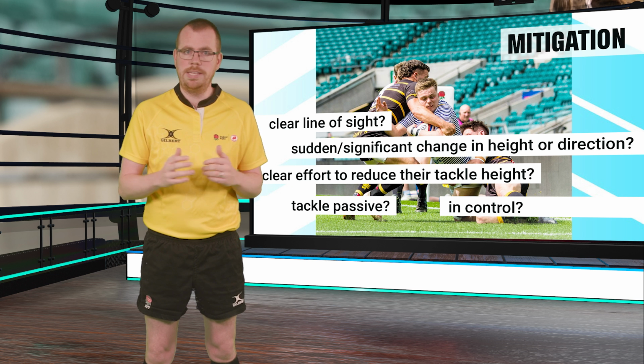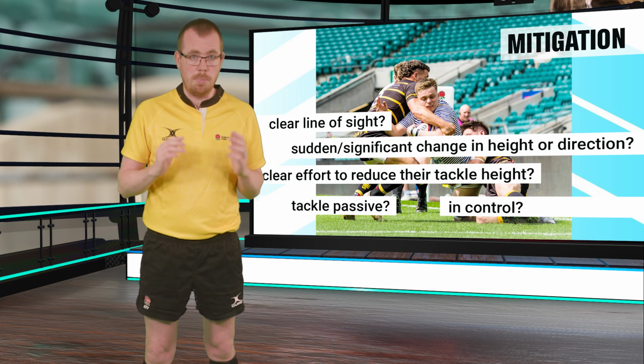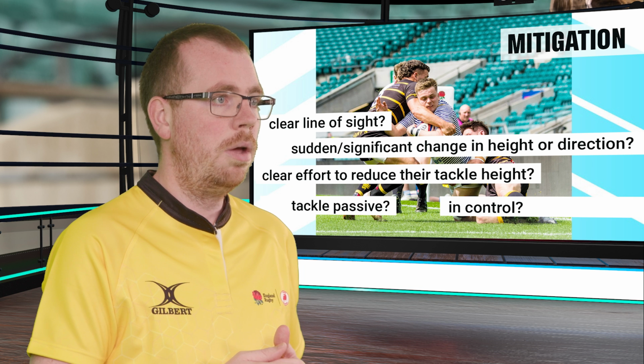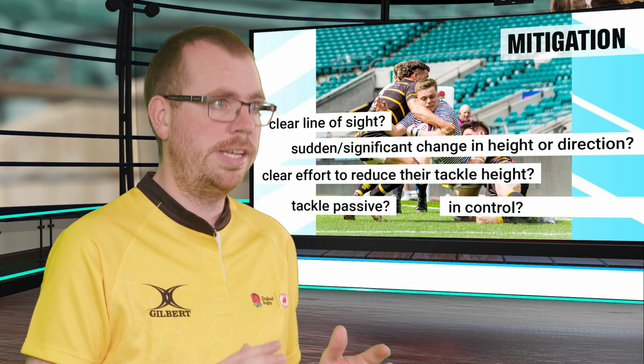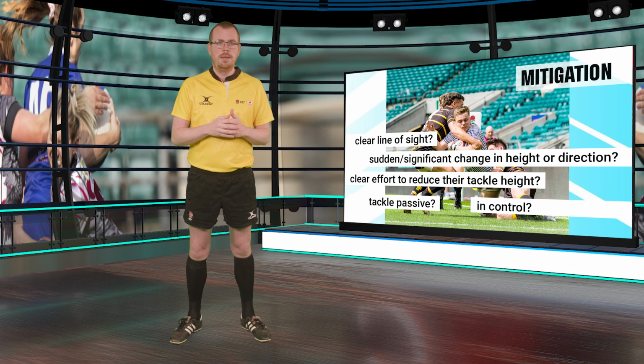However, we cannot mitigate down to play on or mitigate more than 1 step. Remember, if there is no mitigation, you cannot mitigate and you should sanction appropriately. Mitigation will not apply for intentional or always illegal acts of foul play, such as shoulder charges.